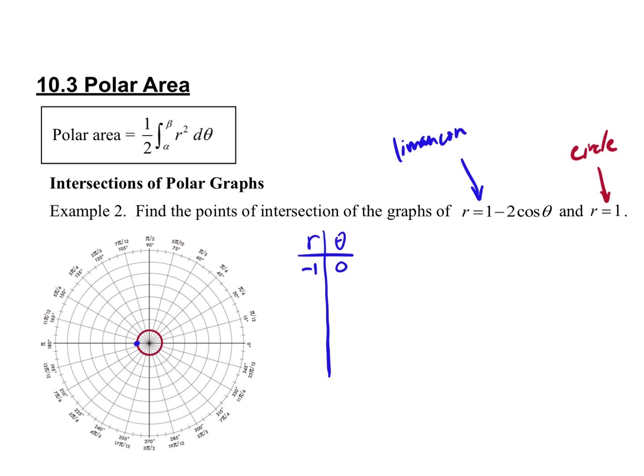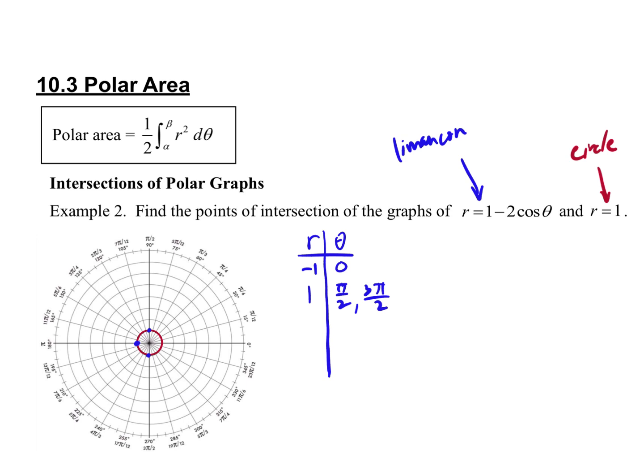Now, my next easy ones are when cosine is 0. So cosine is going to be 0 at pi over 2 and 3 pi over 2, which means r is going to be 1 at those two angles. And so it looks like I have 3 points of intersection now on the graph. So that's good. Maybe there's going to be more. We don't know.